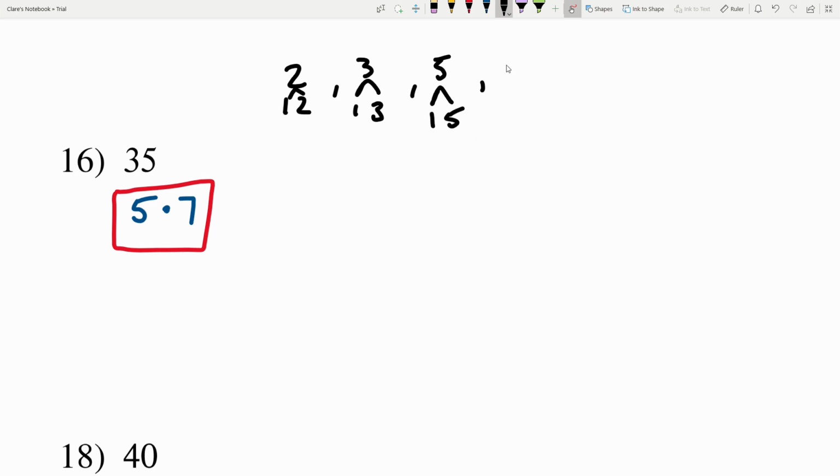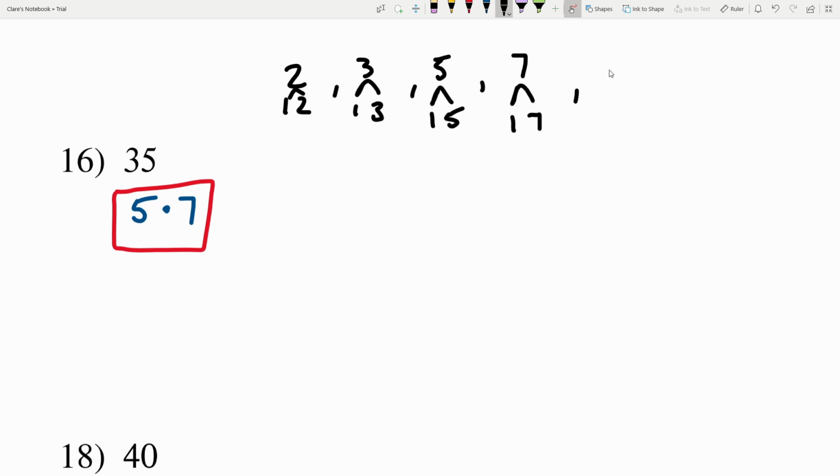So that's prime. 6 would not work. That would be 1, 6, 2, and 3. That wouldn't work. The next one would be 7. That's divisible by 1 and 7. 8 wouldn't work because 8 is also divisible by 2. 9 wouldn't work because 9 is also divisible by 3.